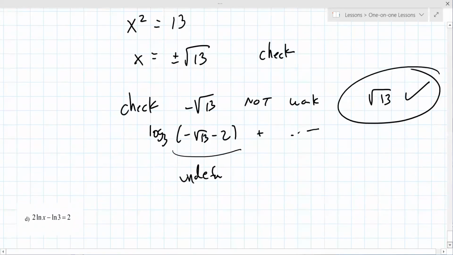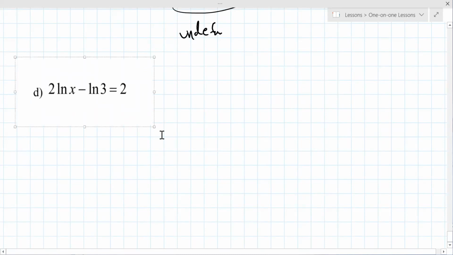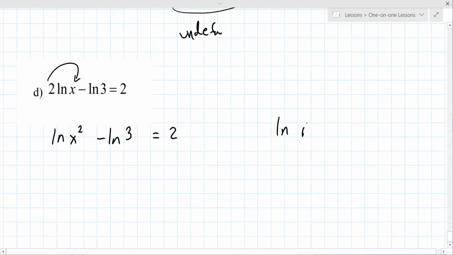All right. Part D here, you have to take an extra step before combining them. Put the 2 here first. So that's natural log x squared minus natural log 3 equals 2. Then you use the property natural log of A minus natural log of B becomes natural log A over B. So this is natural log x squared over 3 equals 2.